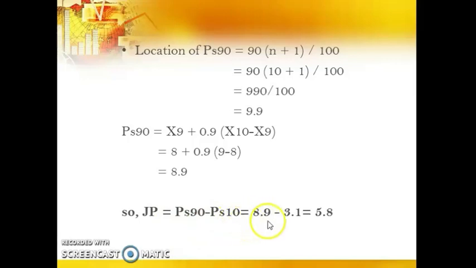After that, we input the value of percentile 90 and percentile 10. So we get the solution of percentile range is 5.8. Once more, we get the percentile range is 5.8. Very easy, right? With this, I believe the percentile range is complete. Now, the next new topic is coefficient of variation.